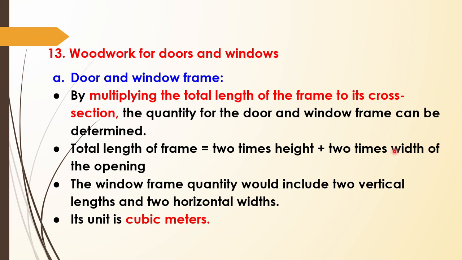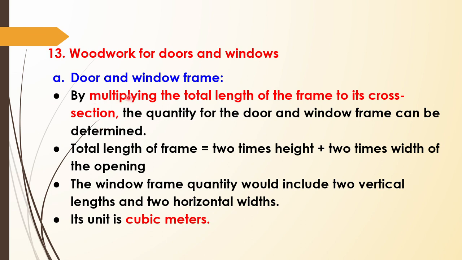Now after this, woodwork. Woodwork means we have to provide doors and windows and all. In case of doors and windows there are mainly two parts. One is frame and the other one is shutter. If you are providing frame, the calculation is based on cubic meter, the volume of wood we will calculate. Frame means you know what is a frame. Frame is the outer portion on which the shutters are inserted.